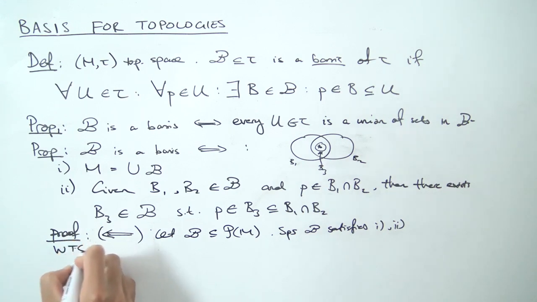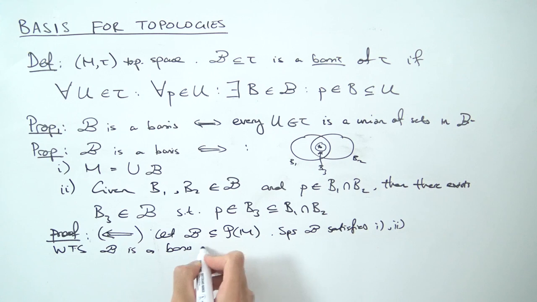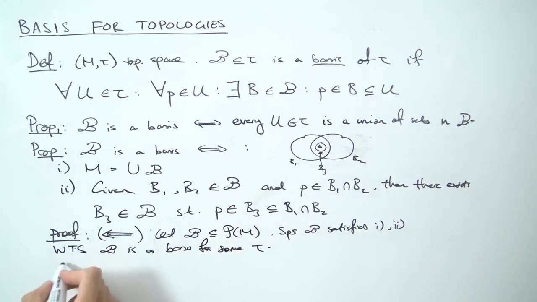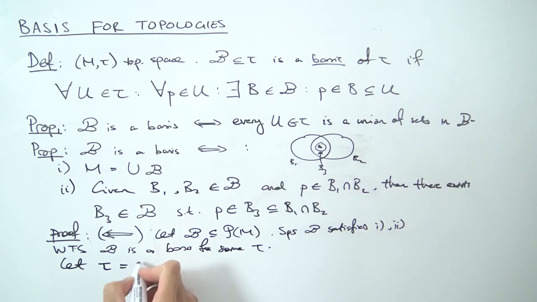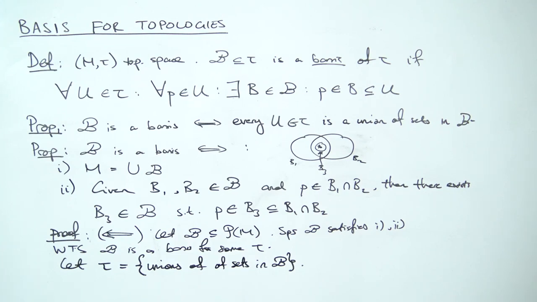And what we want to show is that if B satisfies these conditions, then B is the basis for some topology. So this was just the background over here. We're going to let tau, so we're going to actually construct tau now. What is tau going to be? Tau is going to be the set of all unions of sets in B. Now, if B is a basis for a topology, we need to make sure that this tau, the way we constructed it, is a topology, which means we need to check the axioms for a topology.